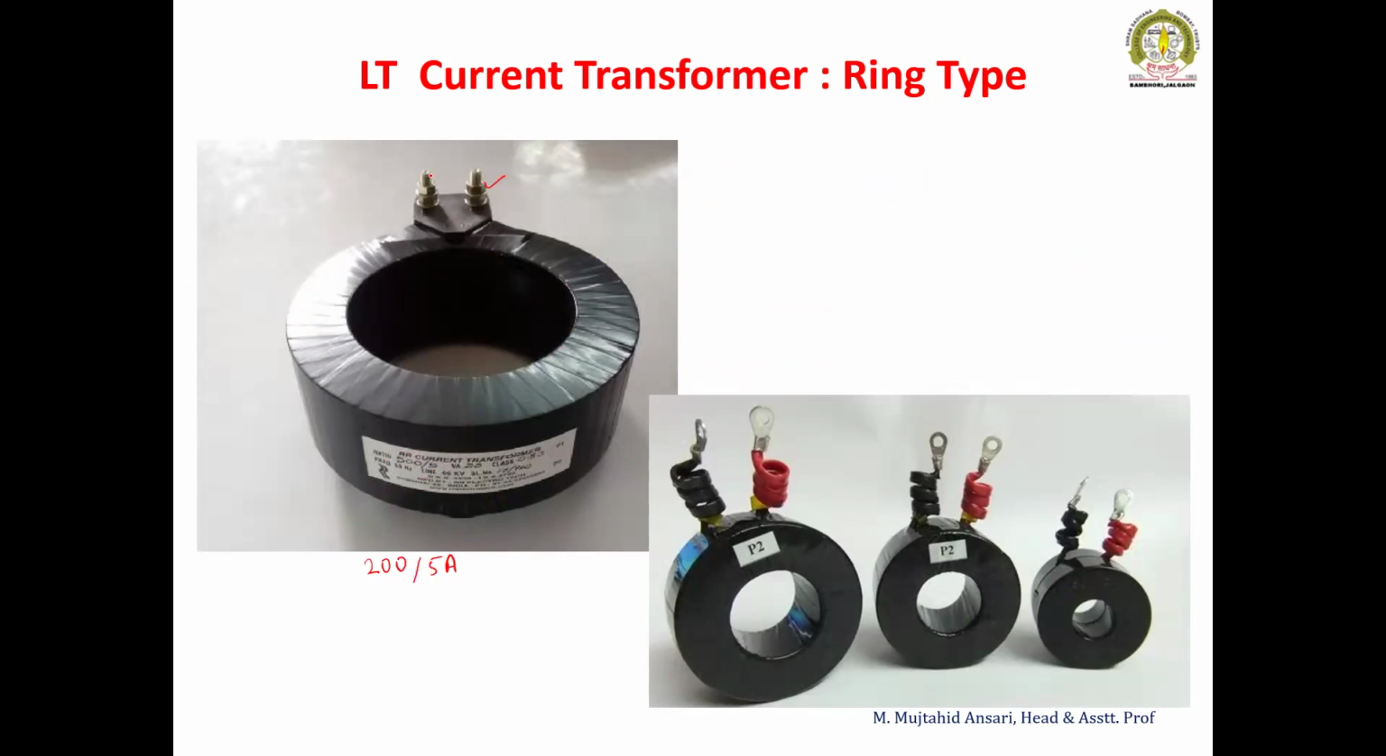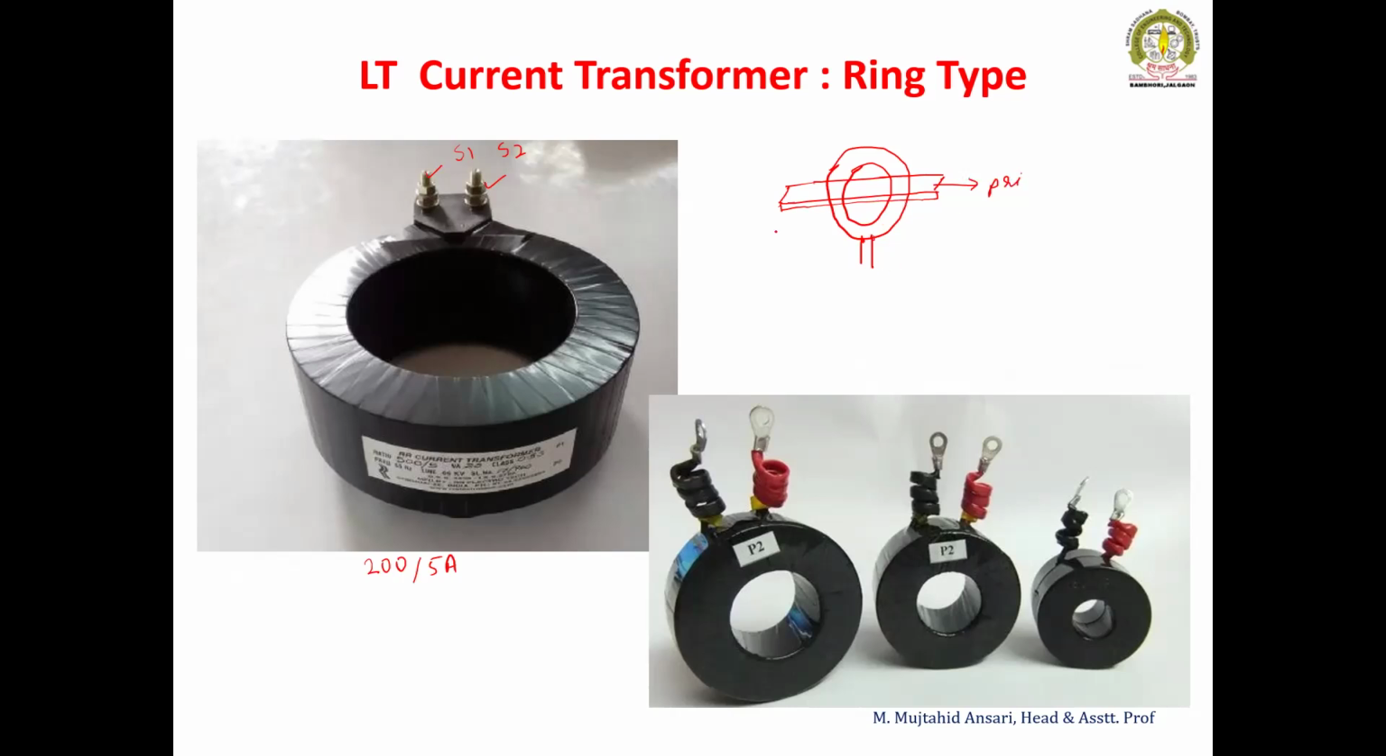This is the secondary terminal. It may be S1, and this is S2. Whereas this ring is connected on the bus bar. Say this is the bus bar in the panel, or it may be the lead of a cable, which we are going to insert into the ring type CT. So the ring type CT is connected over the bus bar, and these are the secondary terminals. This bus bar acts as the primary winding, and this is the secondary terminal.